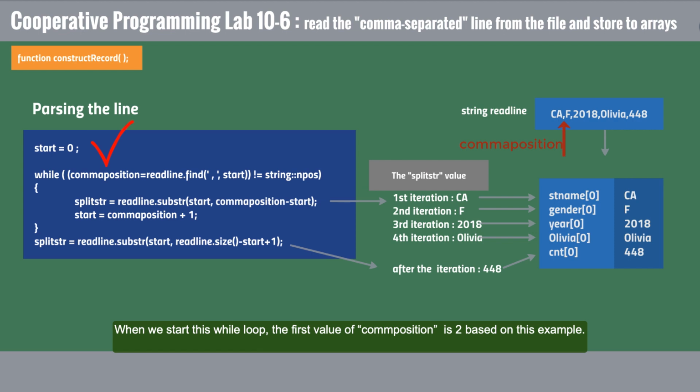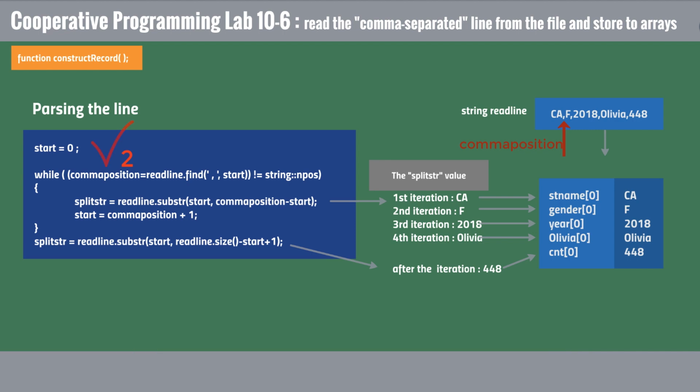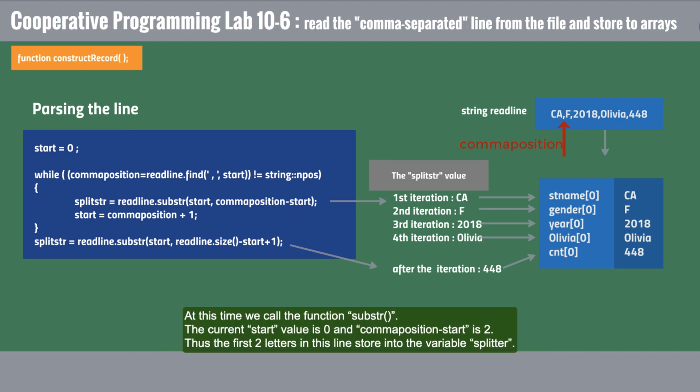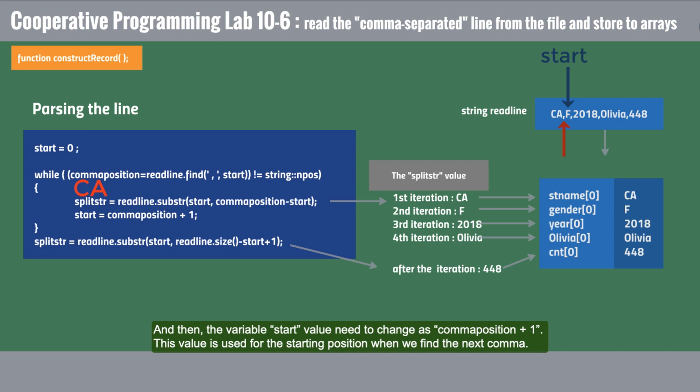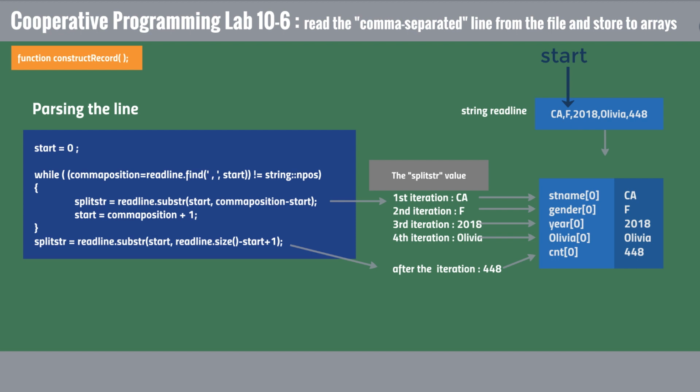When we start this while loop, the first value of comma position is 2, based on this example. At this time, we call the function substr. The current start value is 0, and comma position minus start is 2. Thus, the first two letters in this line are stored into the variable split str. And then, the variable start needs to change to comma position plus 1. This value is used for the starting position when we find the comma.